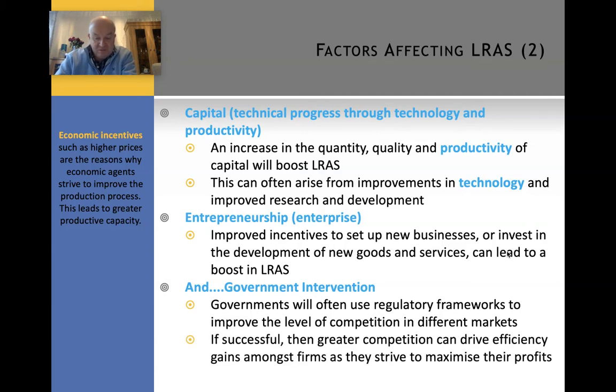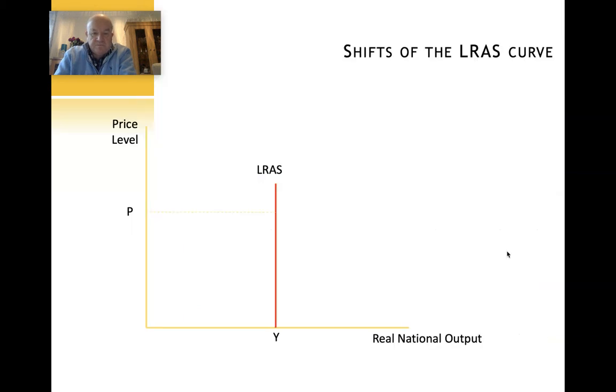And if we can improve that and generate greater competition, that is going to drive efficiency gains, and also that should mean that if firms are striving to maximize their profits, then we should get to better allocation of resources, and that clearly should then increase long run aggregate supply.